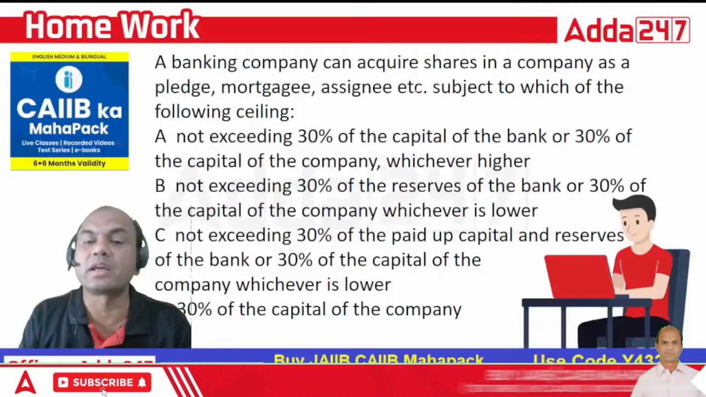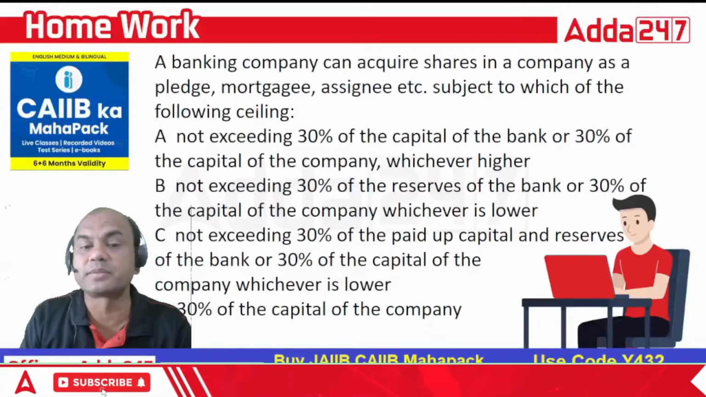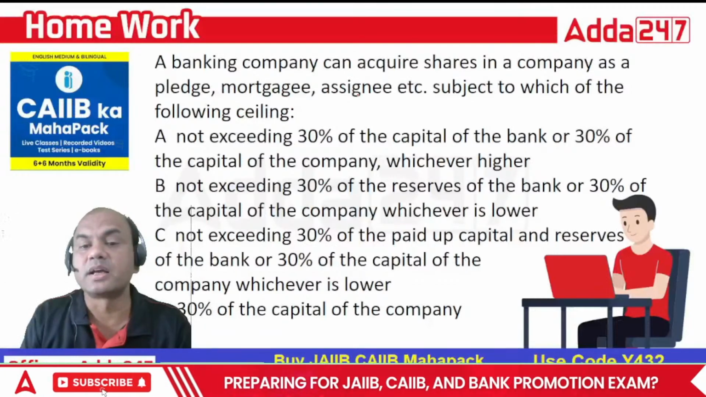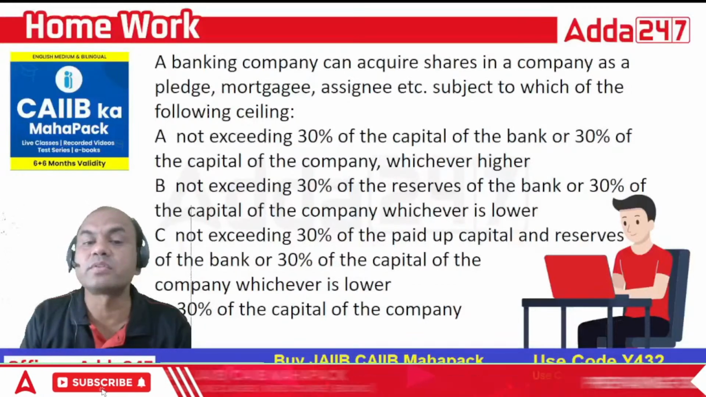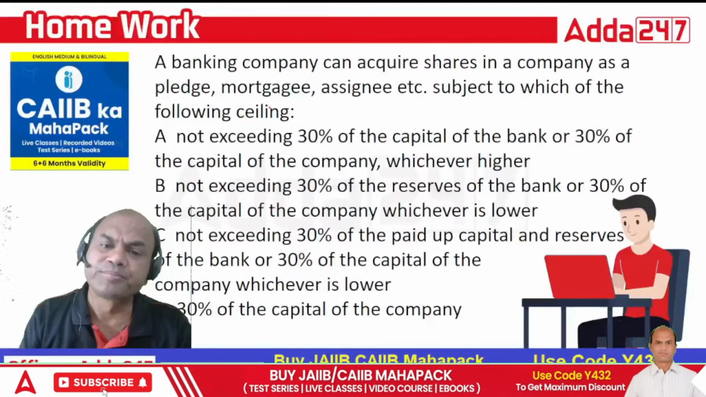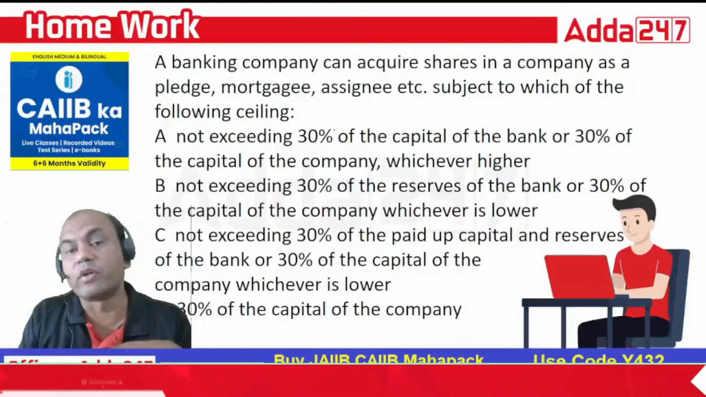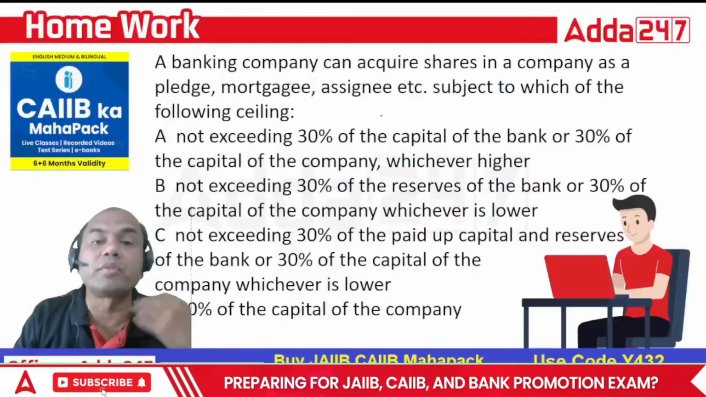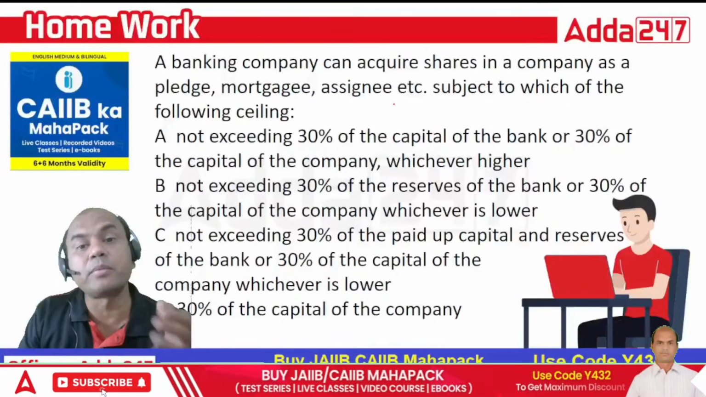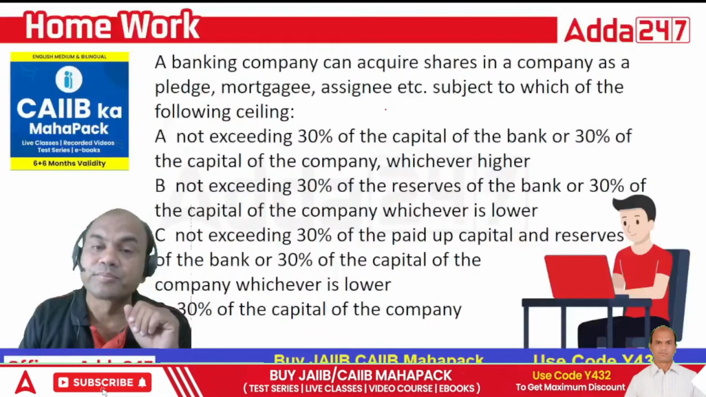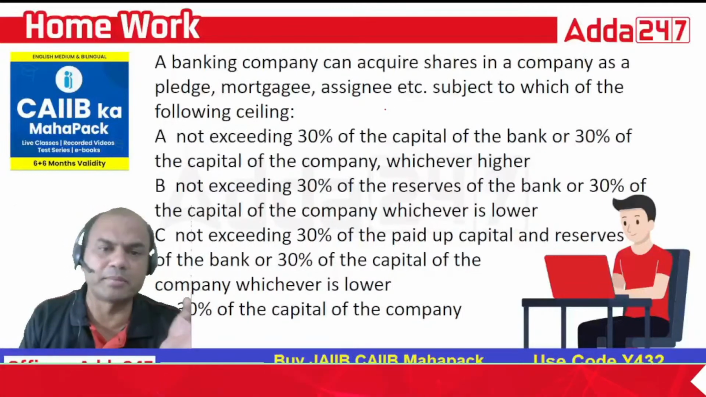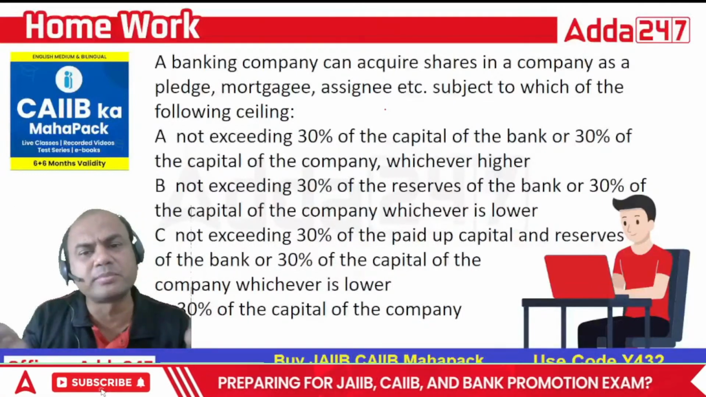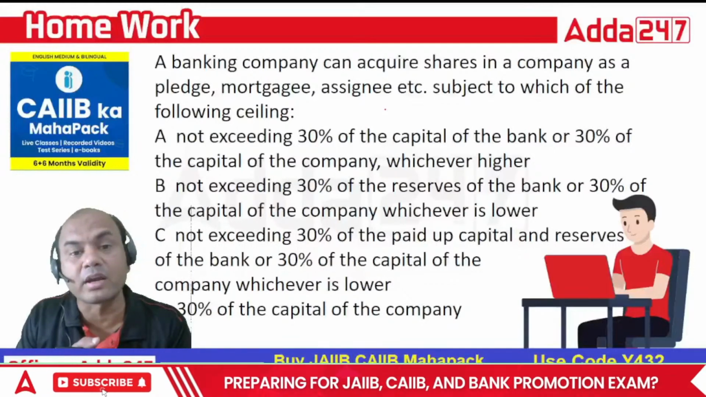A banking company can acquire the shares in a company as pledge, mortgagee, assignee, etc. subject to which of the following ceilings? Means, if I am the bank and I want to acquire your company, why will I acquire your company? Because you have taken a loan and you have not repaid me. So in that case, or else my second arm, I am a bank and I want to acquire some new company. It can happen. Why can't I acquire it?